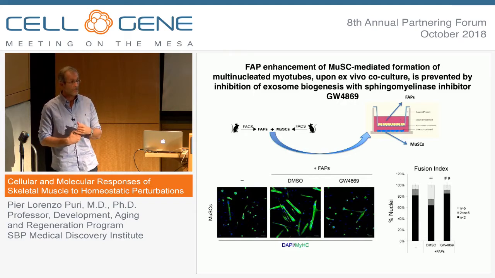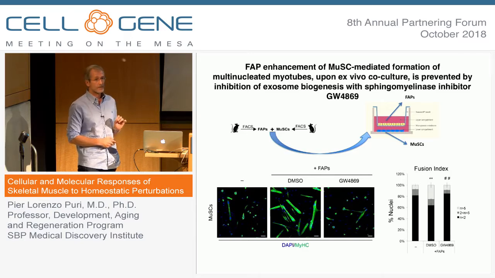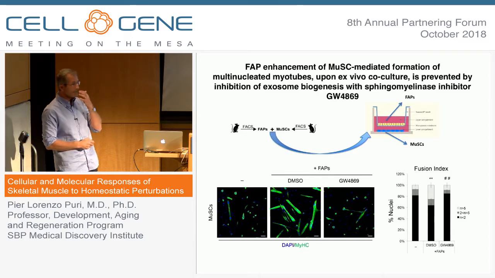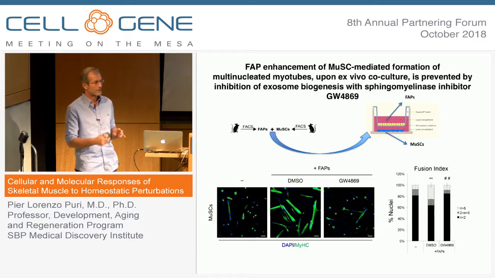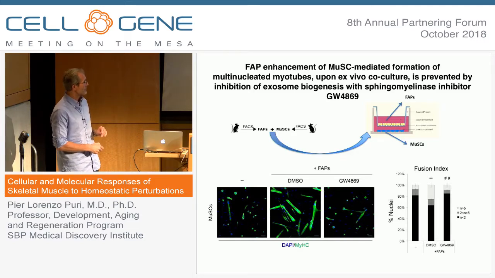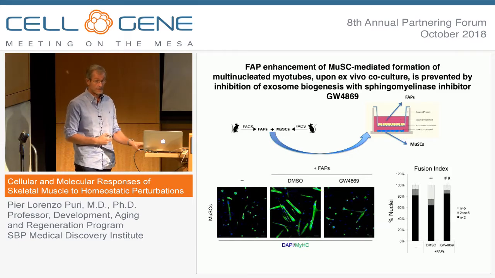This can reflect their ability to expand them, but also their ability to promote their fusion. However, when we use this sphingomyelinase inhibitor, GW4869, which typically blocks the release of extracellular vesicles, or if you will, exosomes, there is a controversy, so I will refer to EVs, extracellular vesicles. You see that these functional interactions are blocked, suggesting that probably extracellular vesicles are important mediators in fibroadipogenic progenitor-mediated activation and differentiation of muscle stem cells.